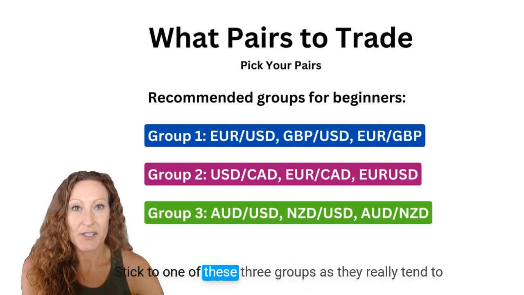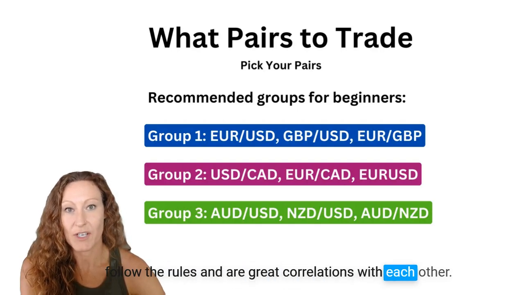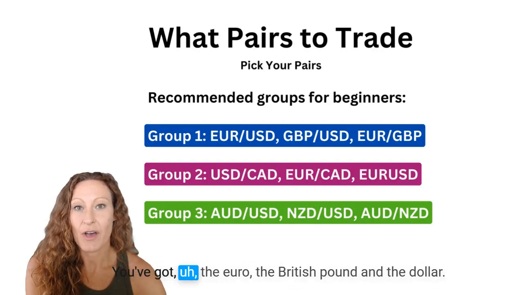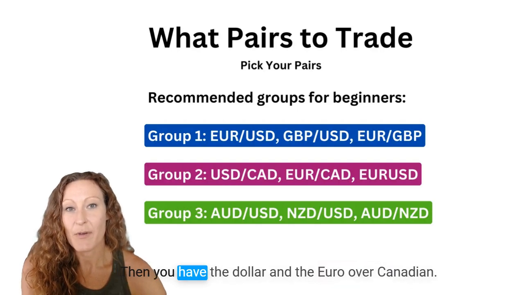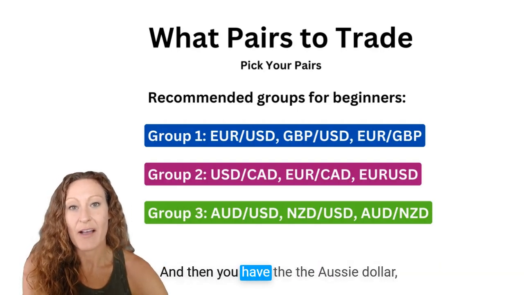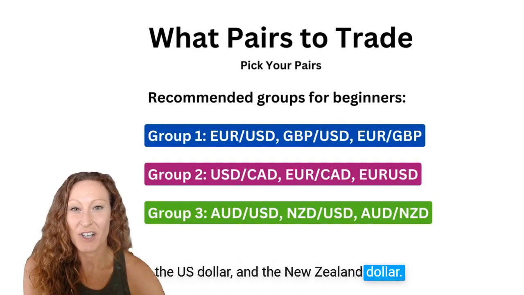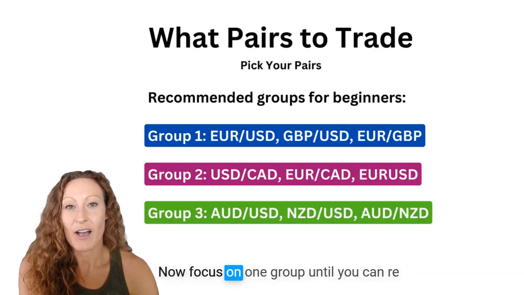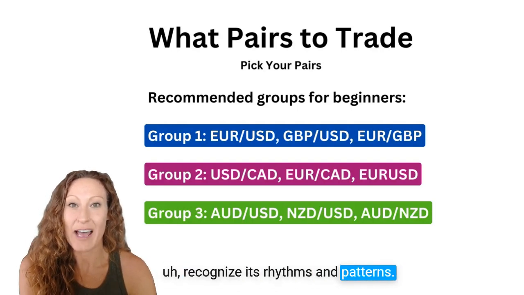Stick to one of these 3 groups as they really tend to follow the rules and are great correlations with each other. You've got the euro, the British pound, and the dollar. Then you have the dollar and the euro over Canadian. And then you have the Aussie dollar, the US dollar, and the New Zealand dollar. Now focus on one group until you can recognize its rhythms and patterns.